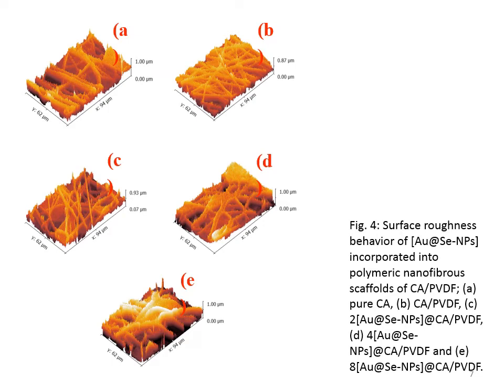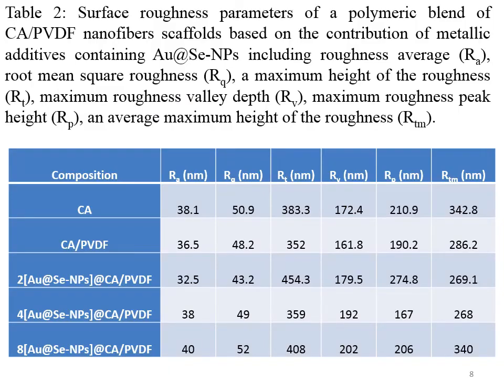In addition to that, it could be noted that the surface roughness changed exponentially upon the variation of compositions, and as we can see from the table, the average roughness has increased from 38.1 to 40 nanometers, from the pristine selenium cellulose acetate to the highest dopant of gold selenite nanoparticles in the blend of selenium cellulose acetate on PVDF.